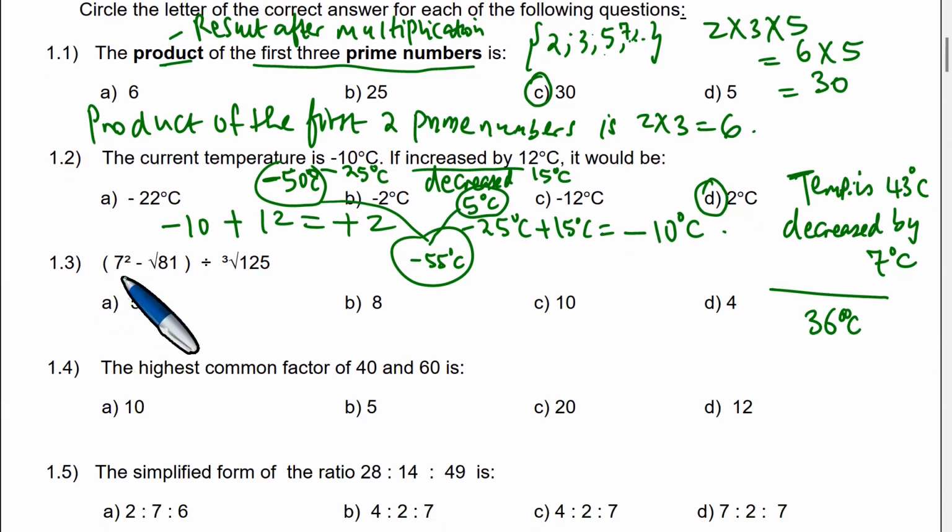1.3. 7 squared minus the square root of 81 divided by the cube root of 125. What is the answer? Let me think. 7 squared is 49, minus 9 is 40, divided by the cube root of 125, which is 5. 40 divided by 5.